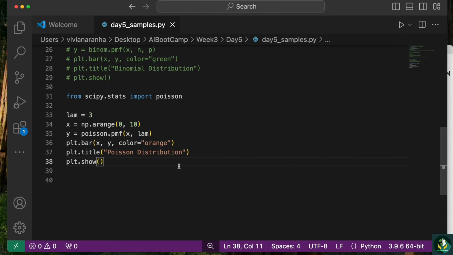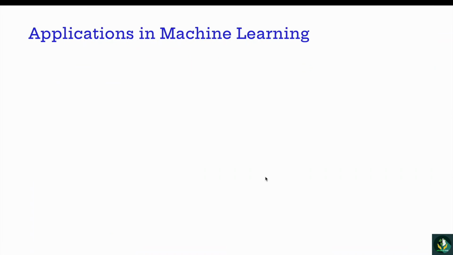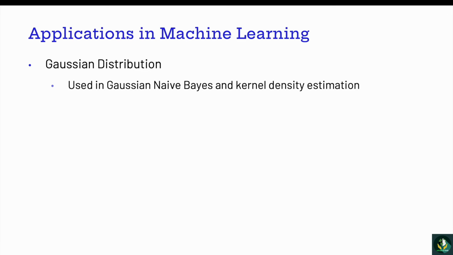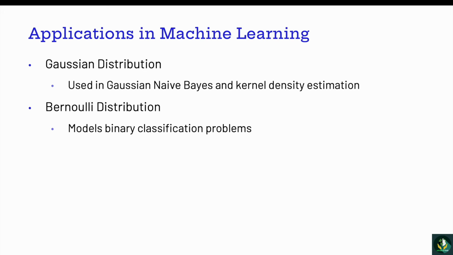If not, good, we can move to the next topic, which is applications in machine learning for all these different distributions that we have learned. So first, let's look at Gaussian distribution. It is used in Gaussian naive Bayes and kernel density estimation. We have Bernoulli distribution, which is used for binary classification problems. Example can be spam or not spam emails.